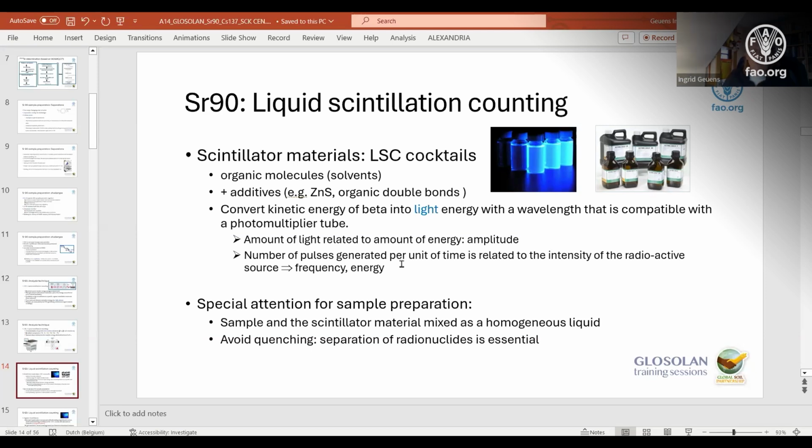Of course, another issue is to avoid quenching. So that's why we do separation of all the other radionuclides. That's essential because otherwise the other beta emitters will also react with your cocktail, giving you light energy, which is then not coming from your strontium-90, but coming from the other nuclides that are present.